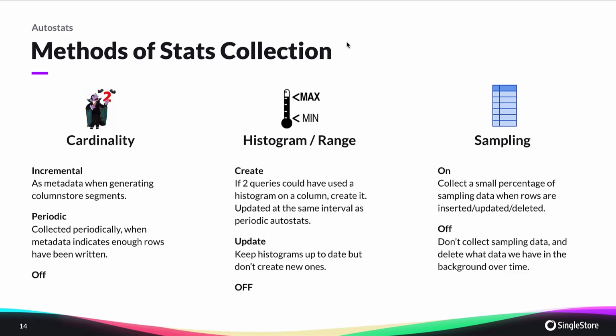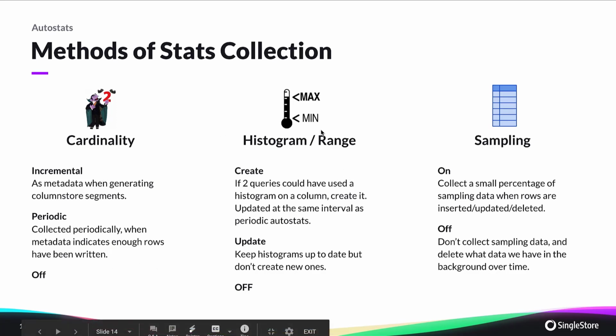So now let's look at how we collect them. Mostly your stats are going to be collected automatically, so you don't need to think about it. There are a bunch of different ways that you can collect stats. Incremental is going to be collecting cardinality stats as metadata at the time that you're creating column store segments. As opposed to if it was collected periodically, then at a certain interval, we would check to see how many rows have been inserted to a table. And if it exceeds a particular threshold, then we'll go ahead and collect those stats. Same stats, just collected at a different time period. Or you could set it to off.